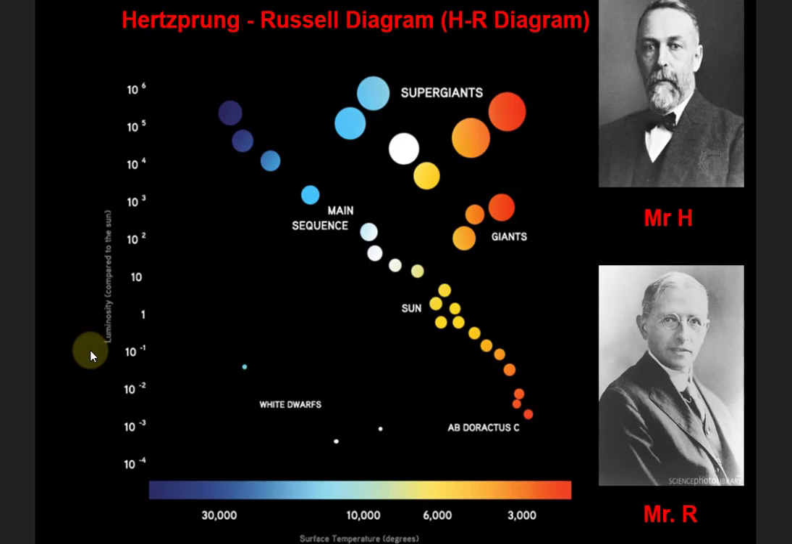In the 1920s, two men, Dr. Hertzsprung and Dr. Russell, did research on the luminosity of the stars versus their surface temperature. And what they came up with is called a Hertzsprung-Russell diagram. It turns out that if you plot the luminosity of a star with its surface temperature, they all fit in this beautiful pattern here.